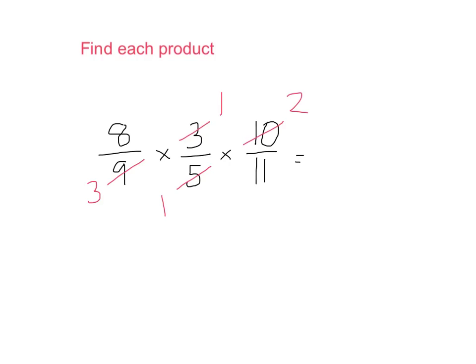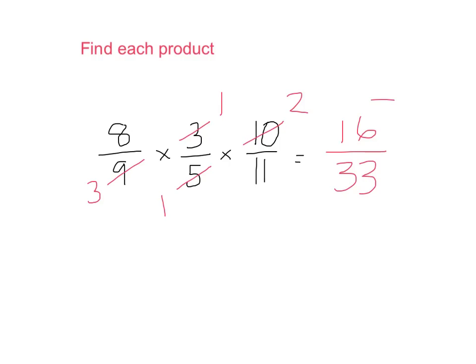Now I'm going to check my remaining numbers, 8 and 11, and see if they can cross-cancel with each other. There is no number that can go into 8 that also goes into 11, so I have to leave those how they are. Next step you do is just multiply across the top and then multiply across the bottom. 8 times 1 is 8, times 2 is 16. And across the bottom, 3 times 1 is 3, and 3 times 11 is 33.